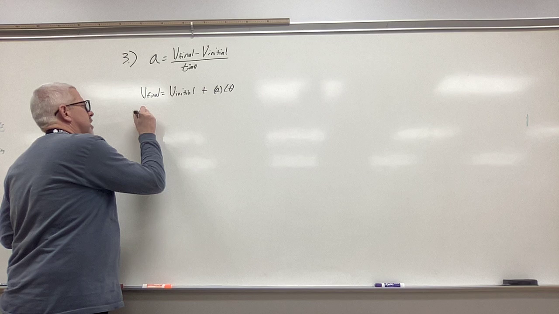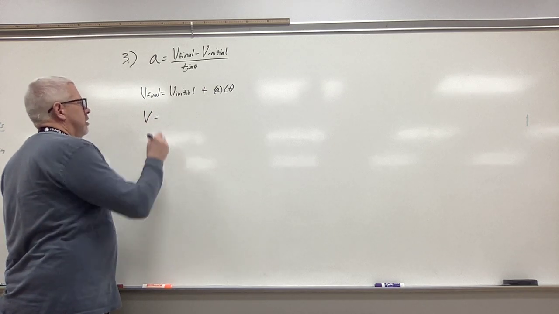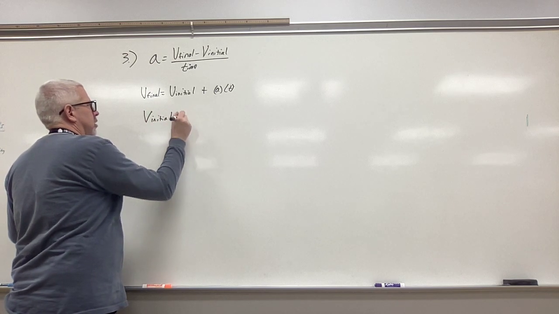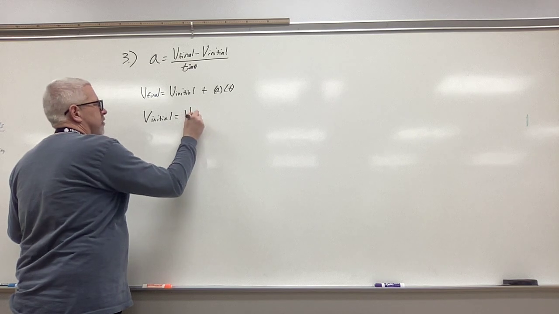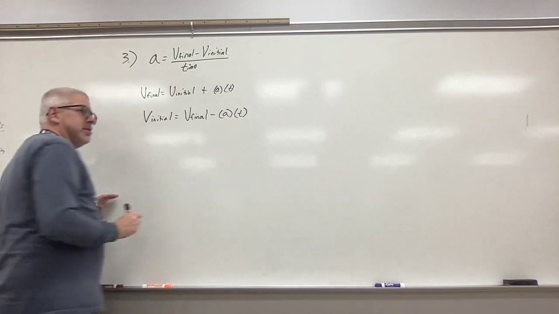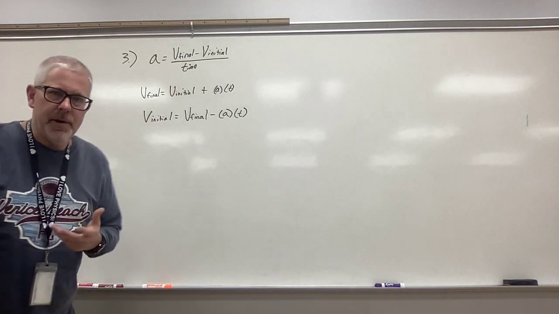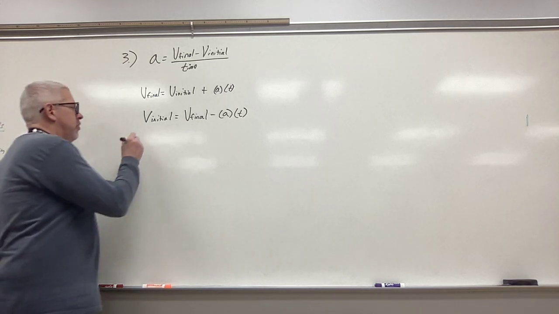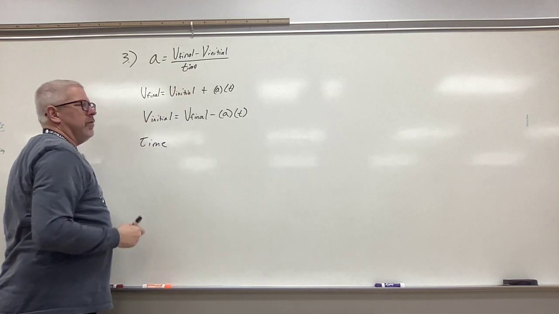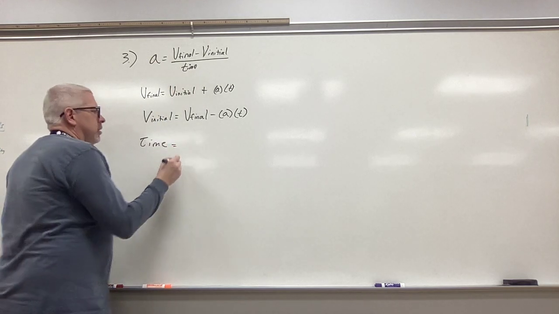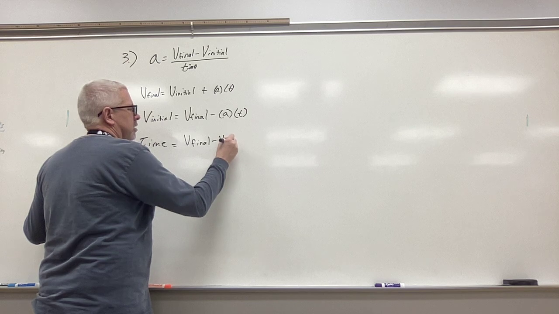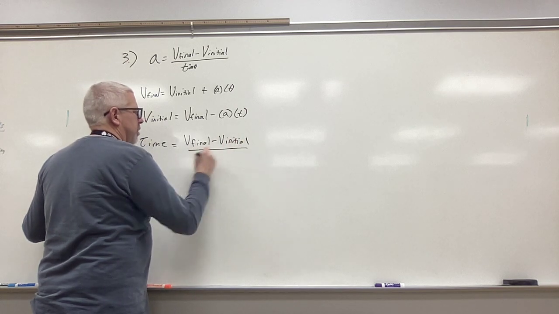If I want to find an initial velocity, I could say final velocity minus acceleration times time. And accelerations can be positive or negative, and velocities can be positive or negative as well. Finally, if I want to solve for the time, I would just swap that out with the acceleration over here algebraically. So time is equal to final velocity minus initial velocity divided by acceleration.